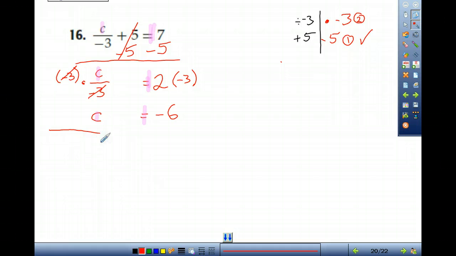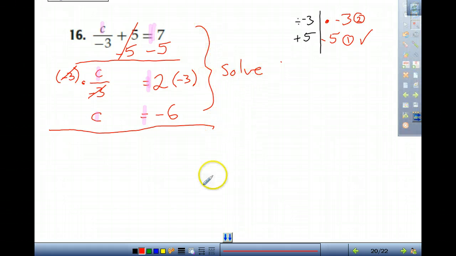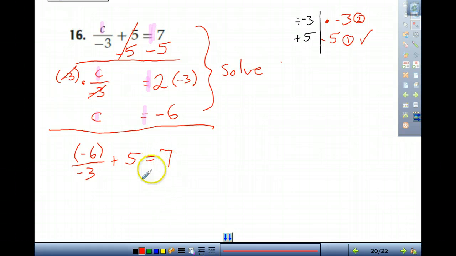Alright. Now, some of you stopped right there. Remember, this is only halfway down. There's 2 directions. One of them said solve. The other one said check. So plug it in and now check. We have negative 6 over negative 3 plus 5 equals 7. Now it's kind of like what we did over here earlier, where we're just trying to figure out what steps. Basically the same thing. Negative 6 divided by negative 3 is positive 2.